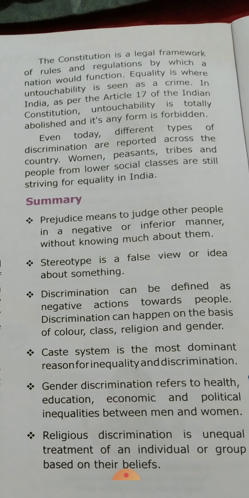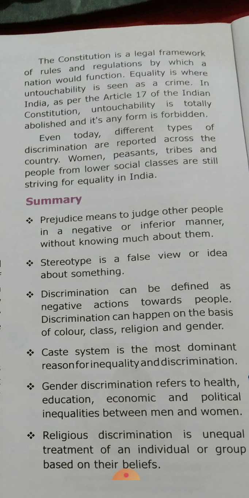So you understood, children? Okay, now just a small recap of what you understood in this lesson. Prejudice means to judge other people in a negative or inferior manner without knowing much about them. Stereotype is a false view or idea about something. Discrimination can be defined as negative actions towards people. Discrimination can happen on the basis of color, class, religion, and gender.